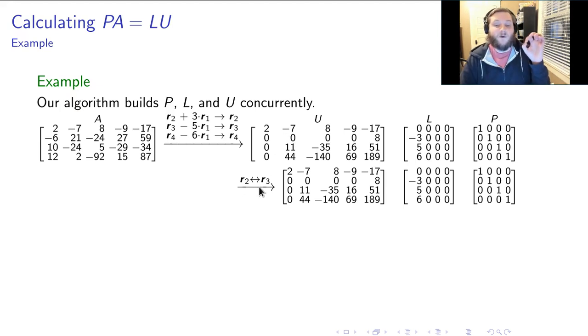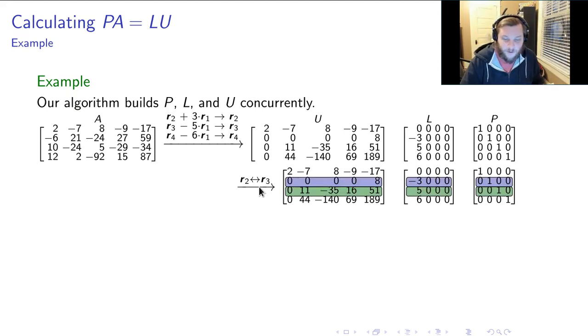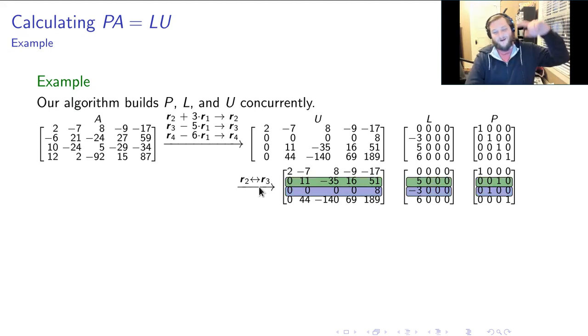And remember, whenever we do a row swap, we do it on U, L, and P. So I'm doing row 2 with row 3 on all 3 of these matrices. 1, 2, 3, go. So now I've switched row 2 with row 3 of U. I'm switching row 2 with row 3 of L. And I'm switching row 2 with row 3 of P.